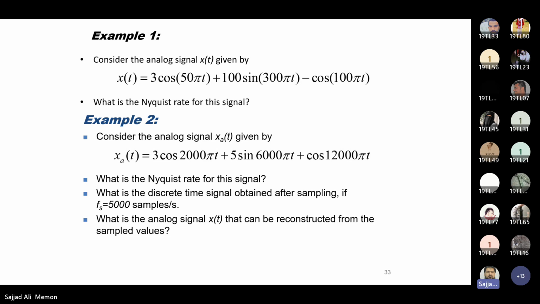So B and C, what should be the answers for B and C? Discrete time signal obtained after sampling if f of s is equal to 5,000 samples per second. And third one is 2.4. What is 2.4? Any unit? 2.4 toffees, 2.4 biscuits, 2.4 people. What is 2.4?